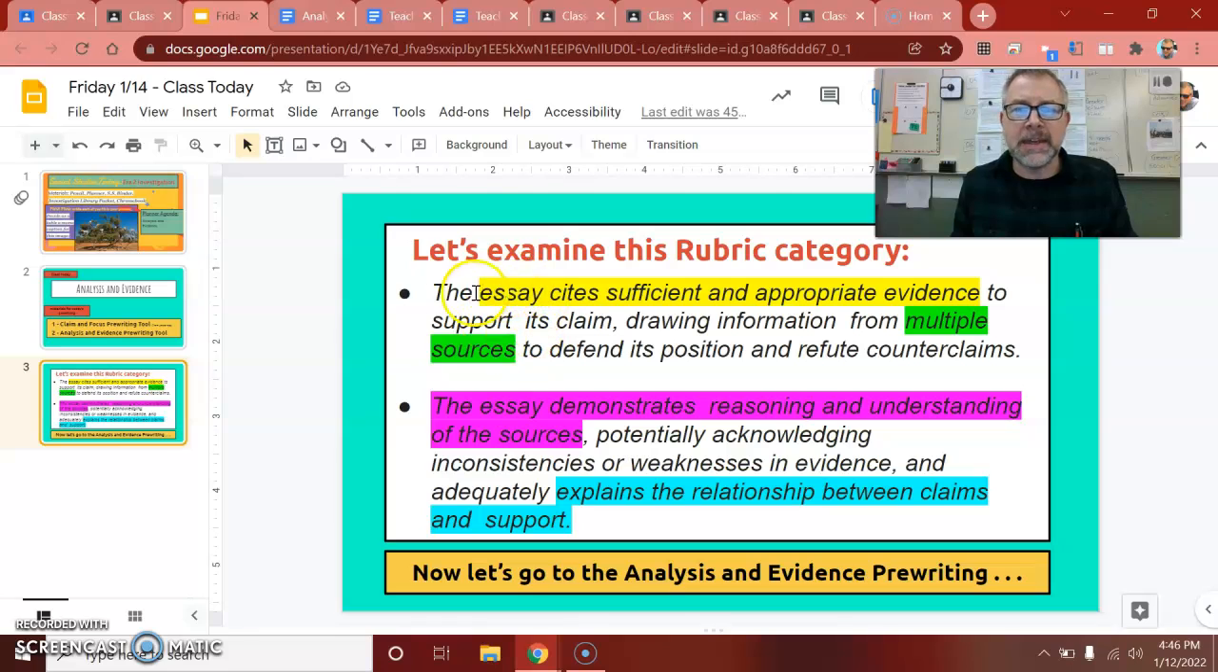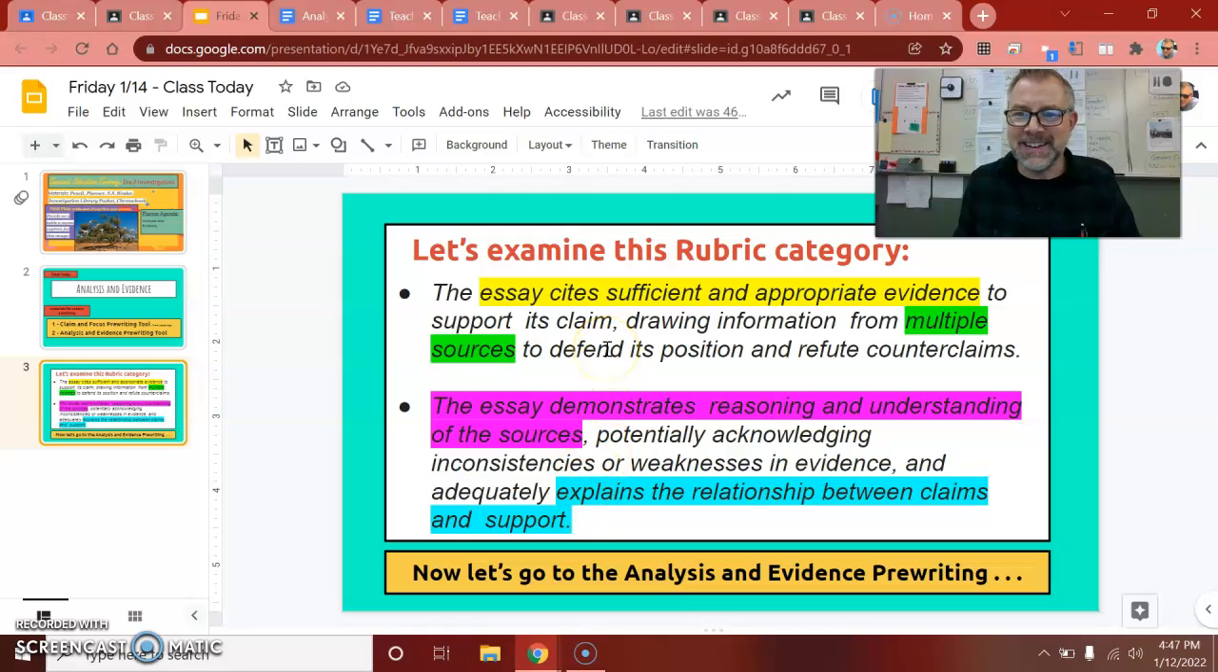Now I've highlighted some key lines in the rubric. We don't have to read the whole thing. Let's just kind of preview the most important parts. It says, the essay cites sufficient and appropriate evidence. So one thing you want to have is sufficient evidence from multiple sources. The essay demonstrates reasoning and understanding of the sources and explains the relationship between claims and support.